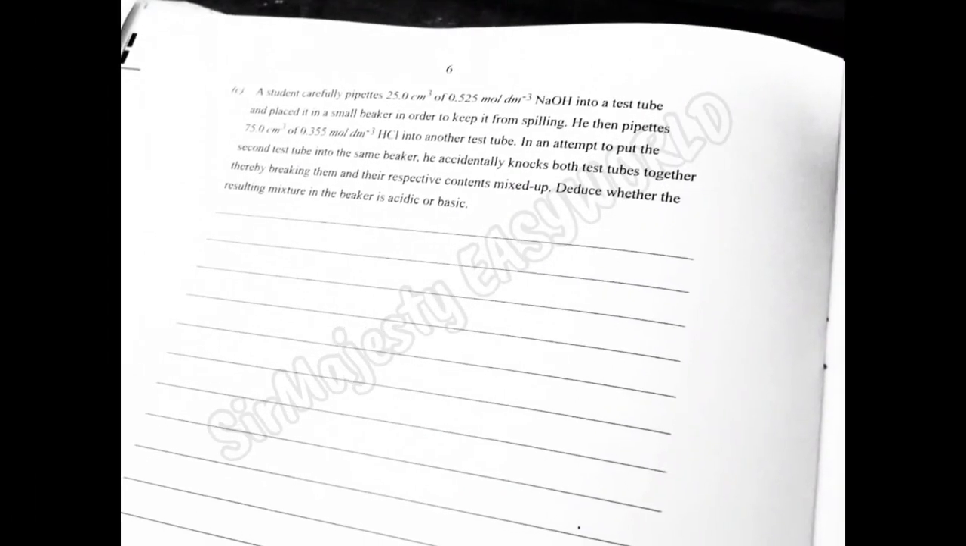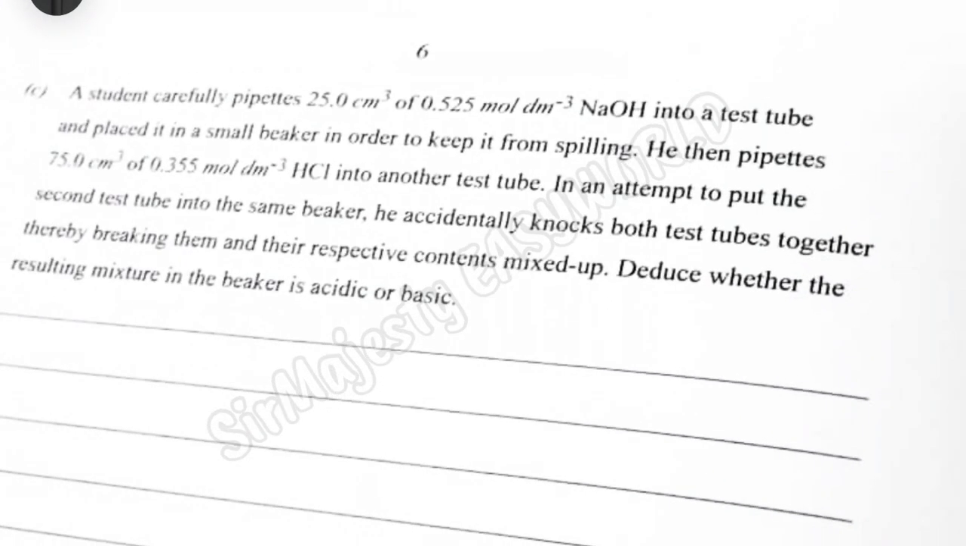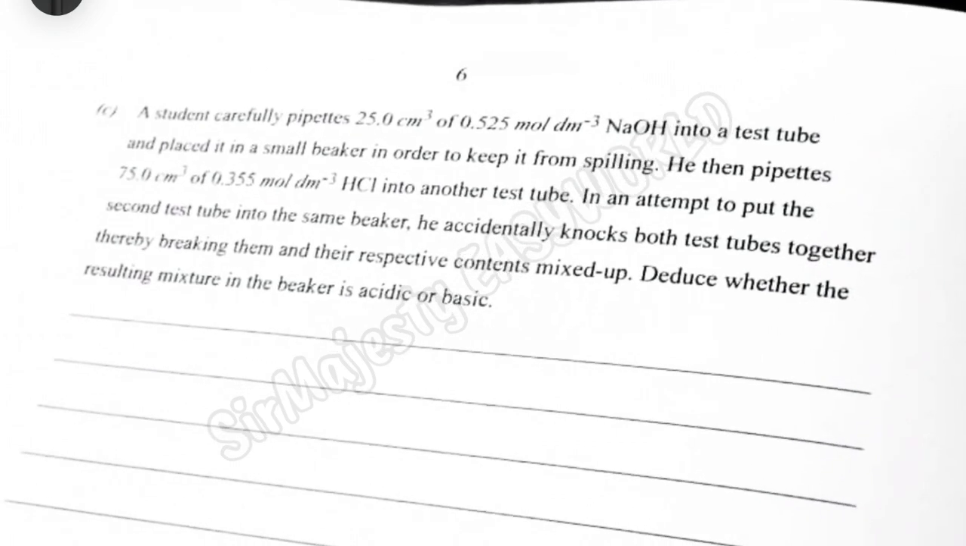Okay, over here is the next question, question C. It says a student carefully pipetted 25.0 cm³ of 0.525 mol/dm³ sodium hydroxide into a test tube and placed it in a small beaker in order to keep it from spilling. He then pipetted 75.0 cm³ of 0.355 mol/dm³ HCl into another test tube. In an attempt to put the second test tube into the second beaker, he accidentally knocks both test tubes together, thereby breaking them and their respective contents mixed up. Deduce whether the resulting solution in the beaker is acidic or basic.